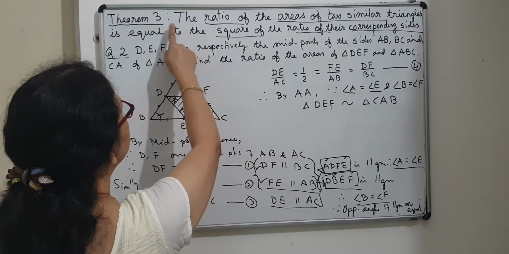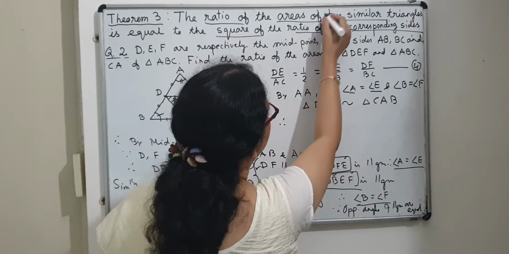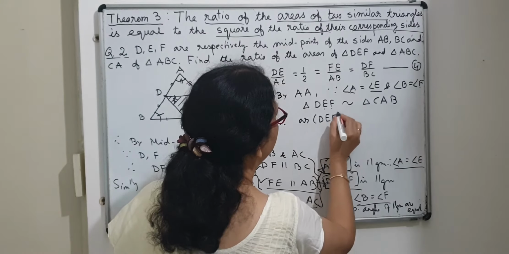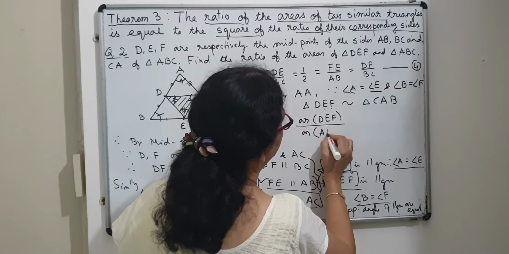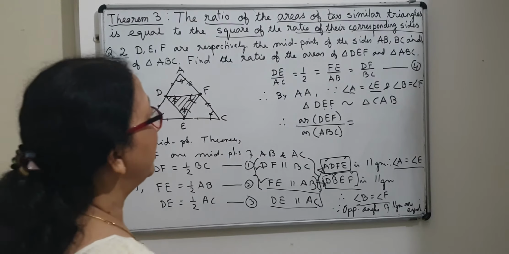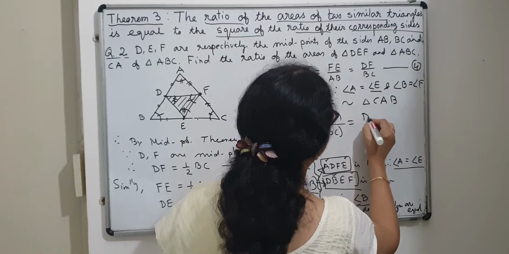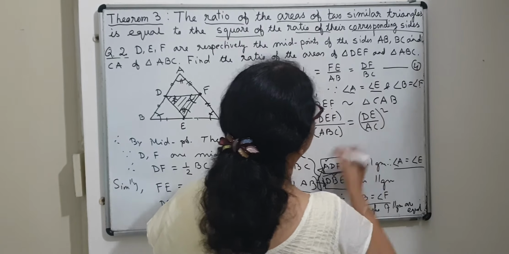So now I can use this theorem, the ratio of the areas of similar triangles. Therefore, by the above theorem, area of triangle DEF by area of triangle CAB, or ABC, whatever I can write, is the ratio of corresponding sides. So I can take any one. I can take DE and AC, no problem. DE by AC whole square.